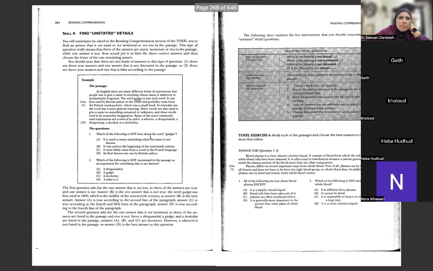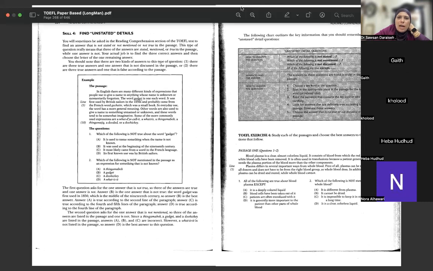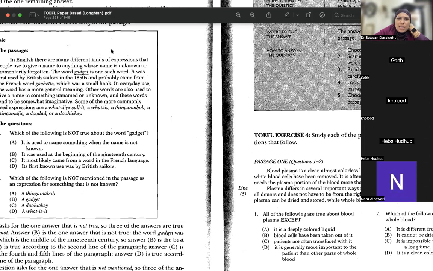Okay. Skill 4, find unstated details. Now we want to look for details that are unstated, meaning not mentioned. What does that mean really? Let's read and see what that means exactly.